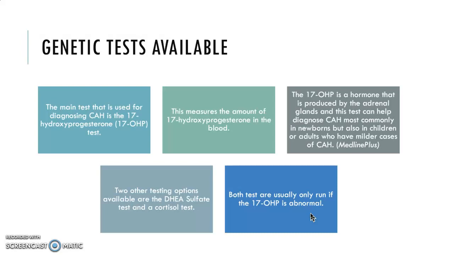Two other testing options, which are mainly tests that we would do if we have a positive or abnormal 17-OHP test, are the DHEA sulfate test and a cortisol test. Both of these tests, again, are usually only run if we have an abnormal 17-OHP test.